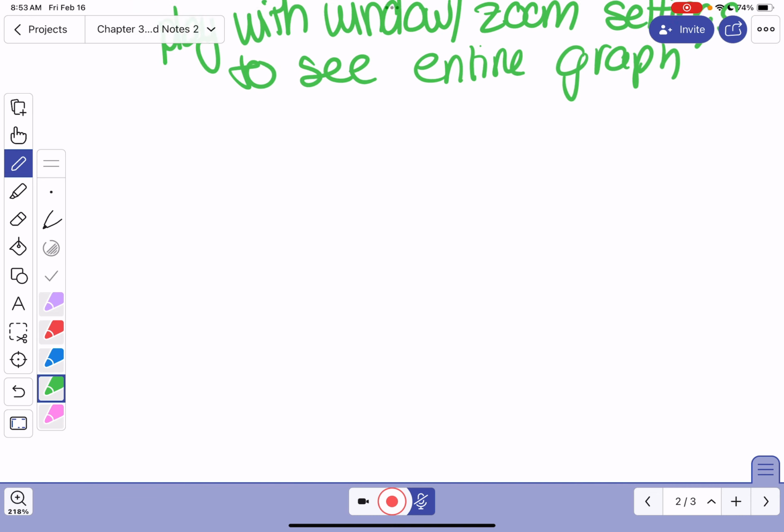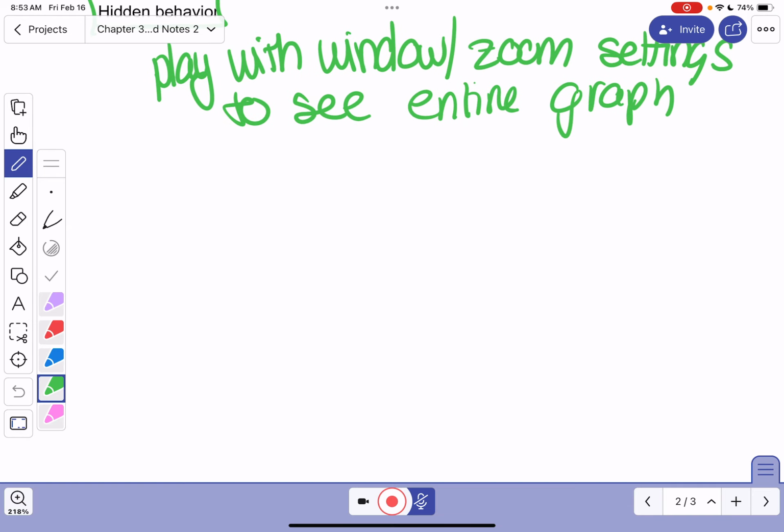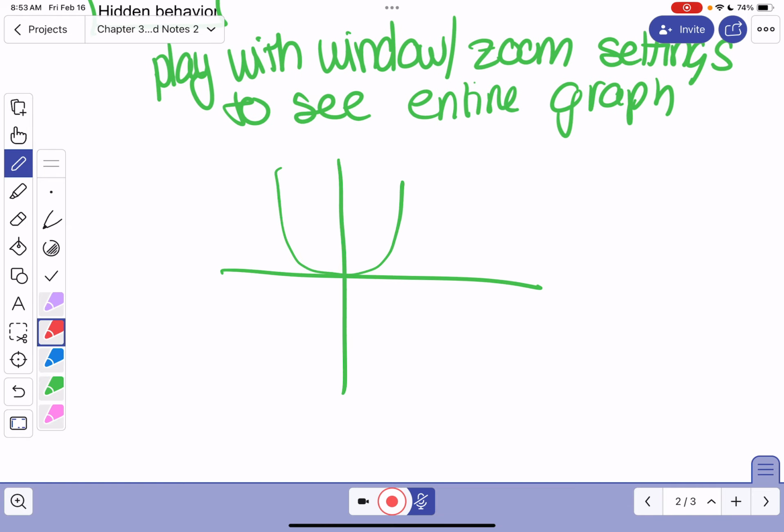So on one graph, maybe the way it's set up, it looks like this. But if you zoom in really close to this part right here, maybe it looks like this. So you want to make sure you're zooming in to see all of those parts.